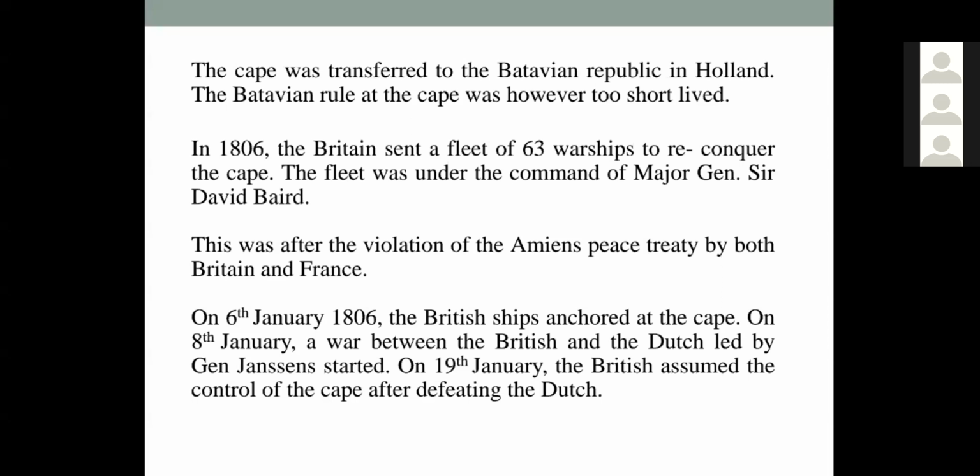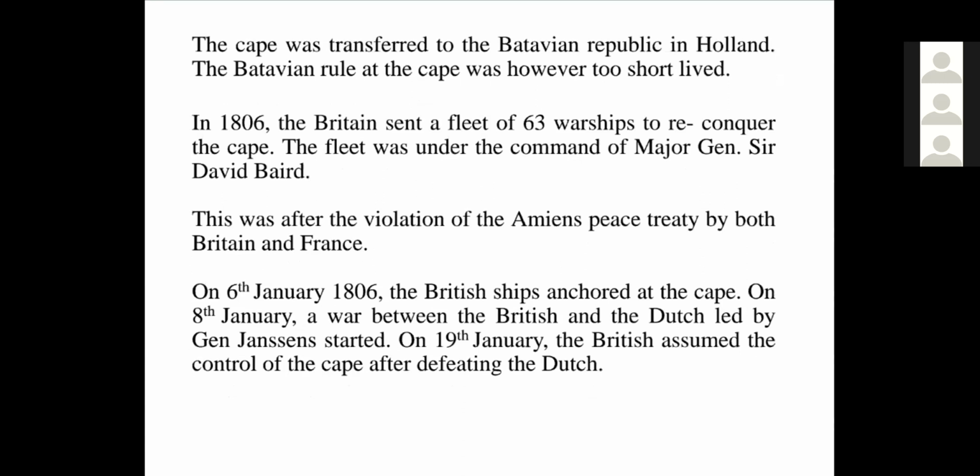Why did this happen? Why did the British come back to reconquer the Cape? Simply because both France and Britain had violated the Amiens Peace Treaty. So the peace treaty that had made Britain hand over the Cape to the Batavians was no longer holding. So we see Britain coming with a fleet of 63 ships to reconquer the Cape, under the command of Major General Sir David Bayard. This was after the violation of the Amiens Peace Treaty by both Britain and France. So the British are coming back now.